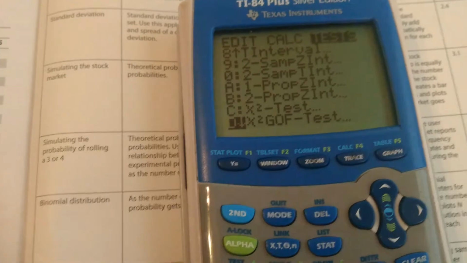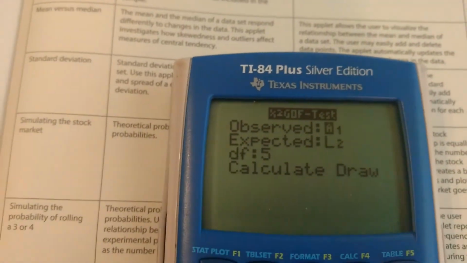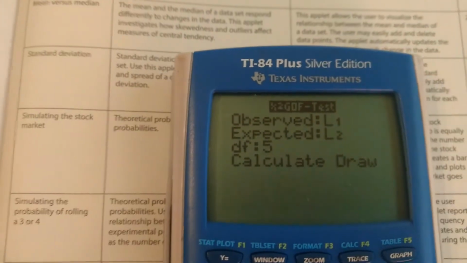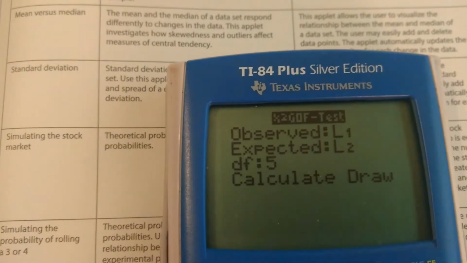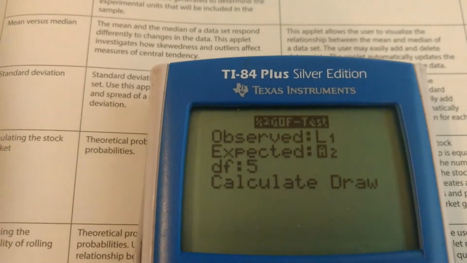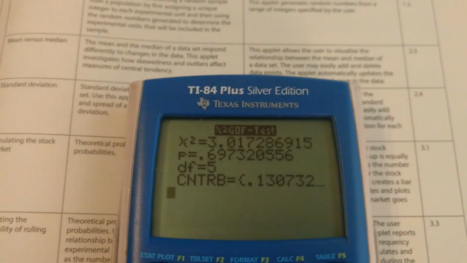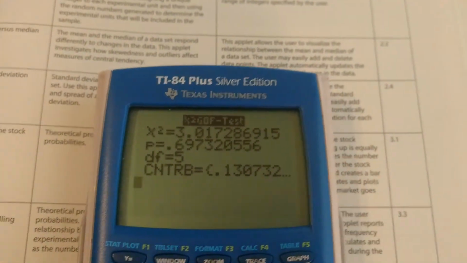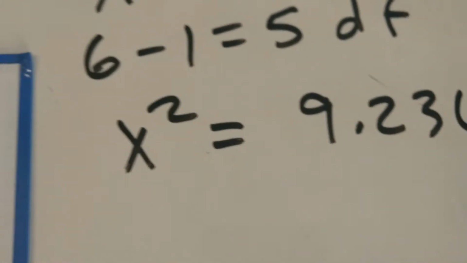GOF, goodness of fit. If I press enter, the calculator is asking where your observed values are. They're in list 1. Where are your expected values? They're in list 2. What's your degrees of freedom? That's 5, 6 categories minus 1. That's all there is to it. We come down here and hit calculate. And now we can see that our chi-squared value is 3.017. And that 3.017 is less than the 9.236 that we have.